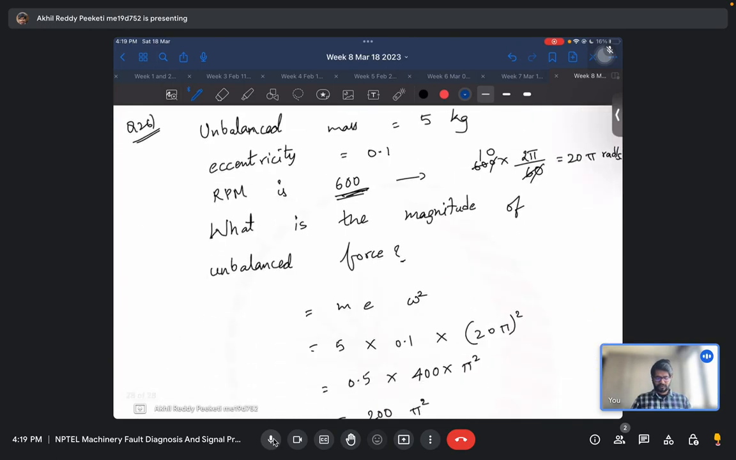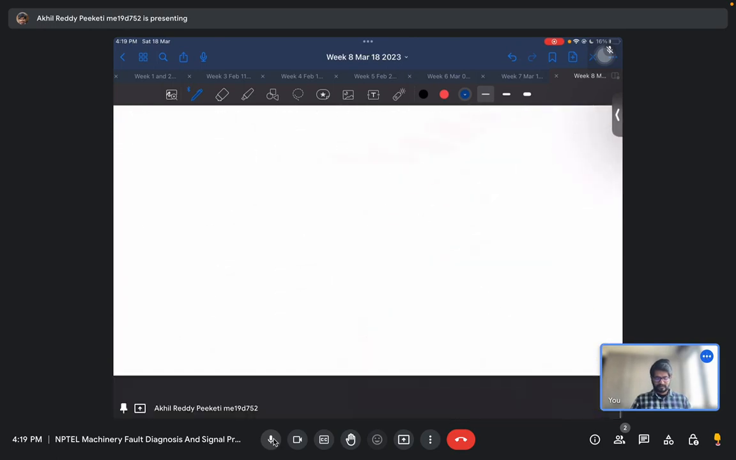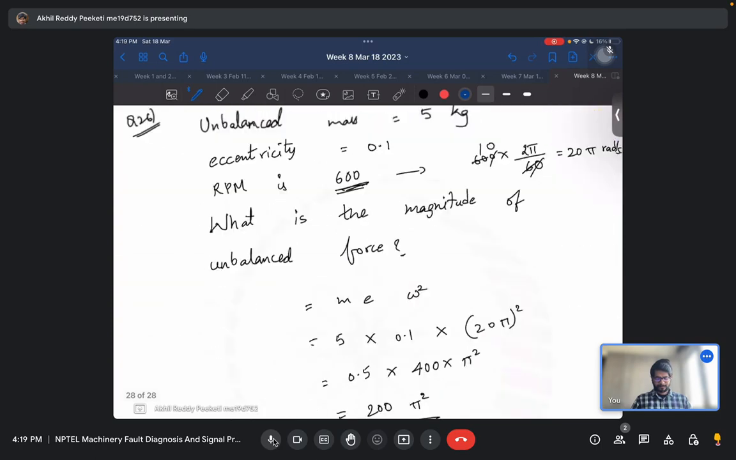We have one more question where we have an unbalanced mass and we calculate the unbalanced force.